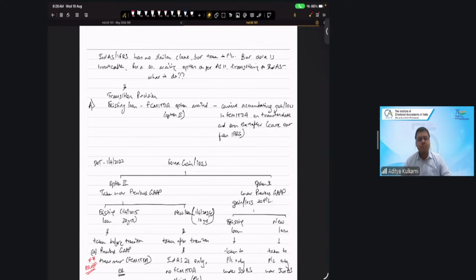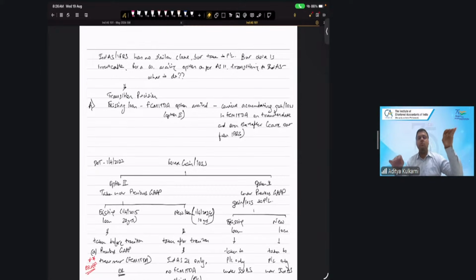So, AS 11 permitted you to take the exchange gains or losses to the balance sheet either through FCMITDA or through a depreciable asset, and amortize or depreciate it over the future, either the tenure of the loan or the life of the asset. Smoothen it out. In Ind AS 21, whatever happens, it doesn't matter if your exchange rate goes bonkers, you have to hit it to the P&L.